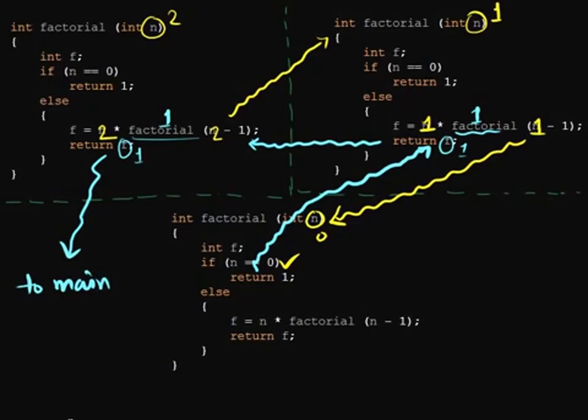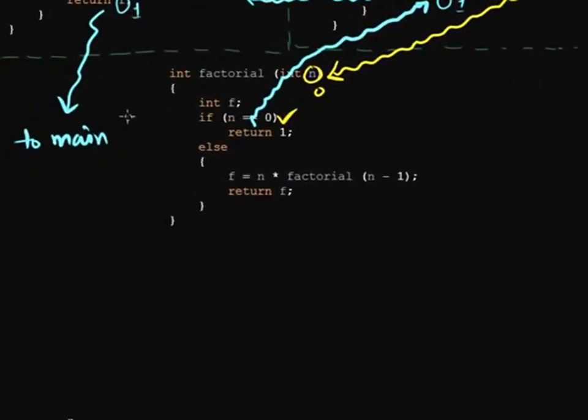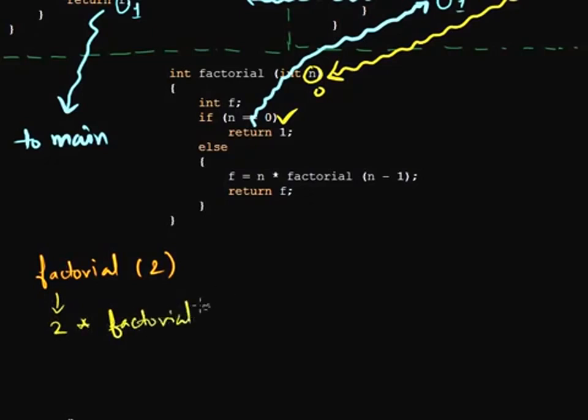Now let us visualize what has happened here. What we had is to calculate the factorial of 2. Now factorial of 2 was nothing but 2 into factorial of 2 minus 1, which is 1, right? And this factorial was nothing but 1 into factorial of 0, right? We had this thing.